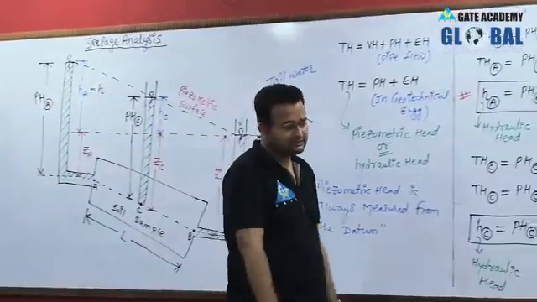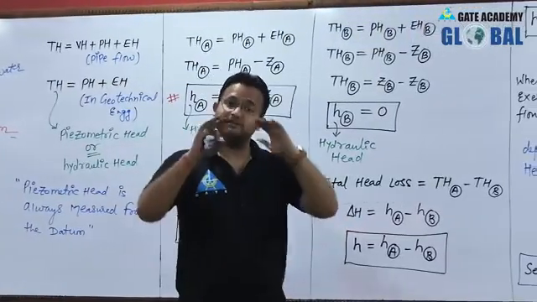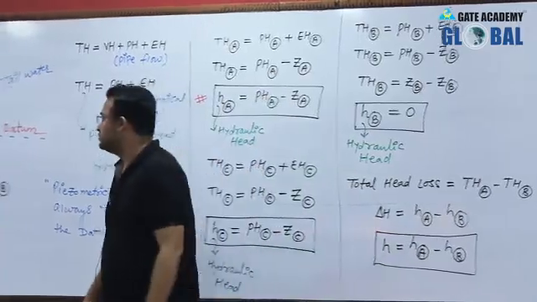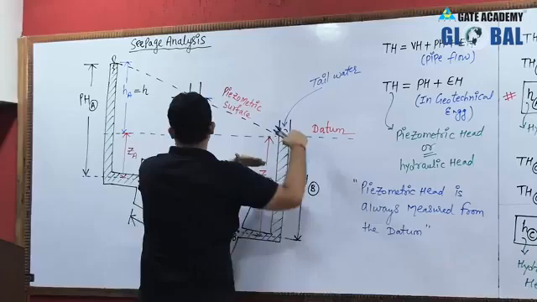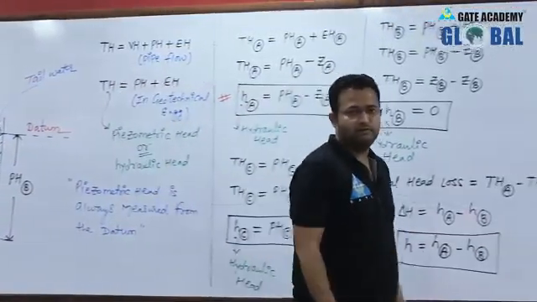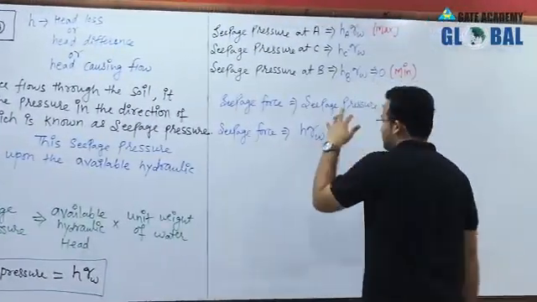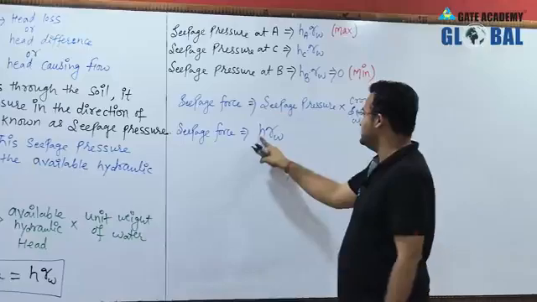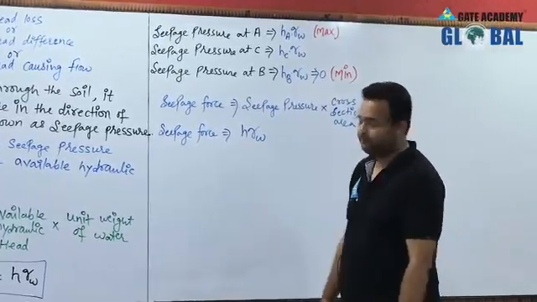If somebody is asking what is the seepage pressure, directly you tell H gamma W. H is the maximum available head. So here this is only the maximum available head, then it is decreasing. So where we have the maximum available head, there only we can estimate the seepage pressure. So seepage pressure, of course I am taking maximum value, H gamma W. Of course this H is the HA.